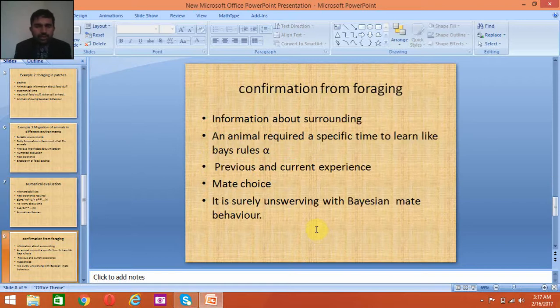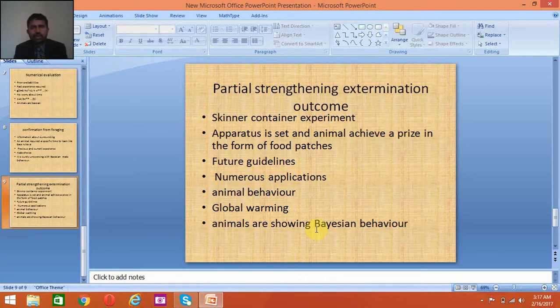Now we have gathered information about our surroundings. All the animals require a specific time to learn, like Bayes rule, just like alpha. For this purpose, previous and current experience matter. Mate choice is surely consistent with Bayesian mate behavior. Partial reinforcement extinction outcome. Let us consider a Skinner box experiment. A practice is set, and an animal achieves a prize in the form of food packs. Now all our discussion is based upon our future guidelines.